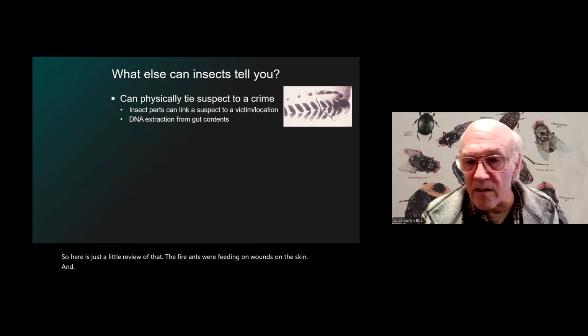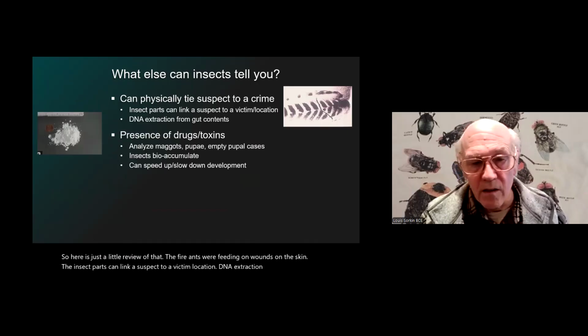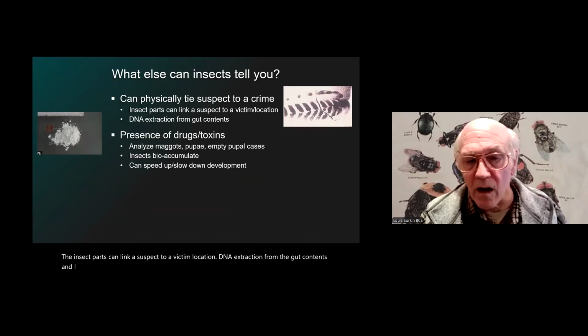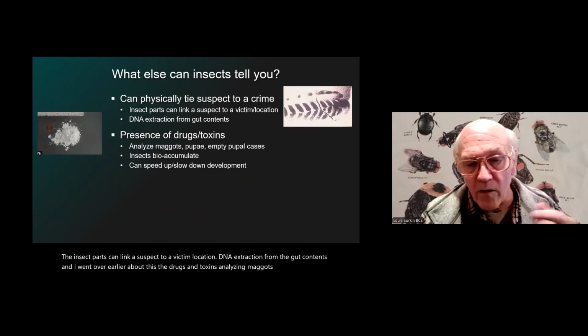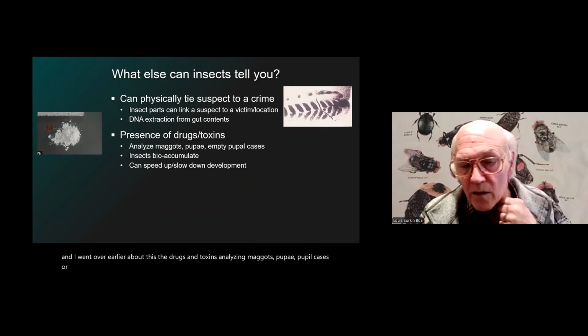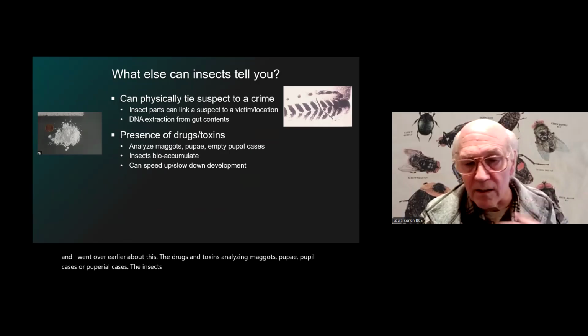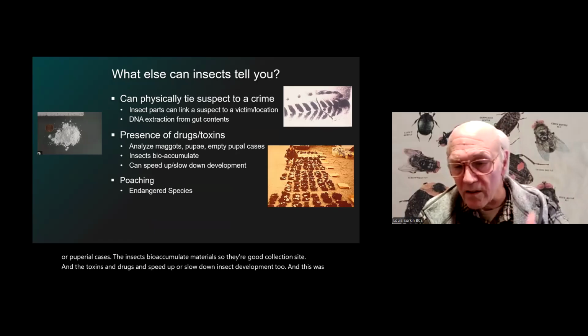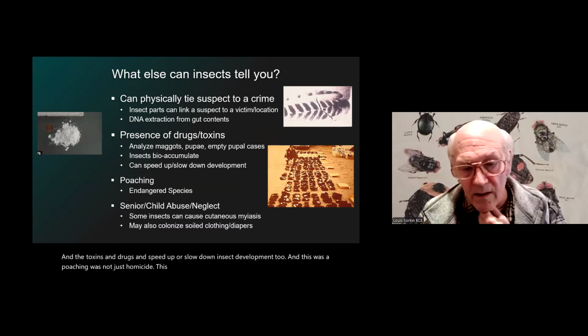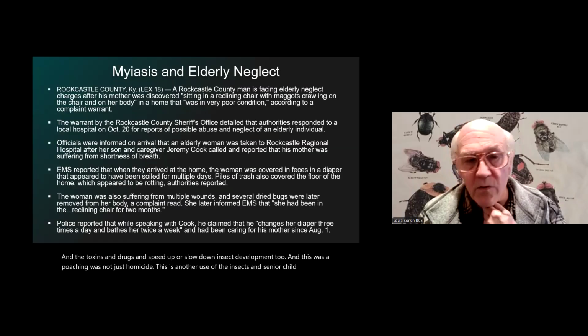And the insect parts can link a suspect to a victim location, through DNA extraction from the gut contents. And I went over earlier about this, the drugs and toxins, analyzing maggots, pupae, pupal cases or puparial cases. The insects bioaccumulate materials, so they're a good collection site. And the toxins and drugs can speed up or slow down insect development too. And this was poaching, not just homicide. This is another use of the insects. And senior and child neglect cases, abuse cases.